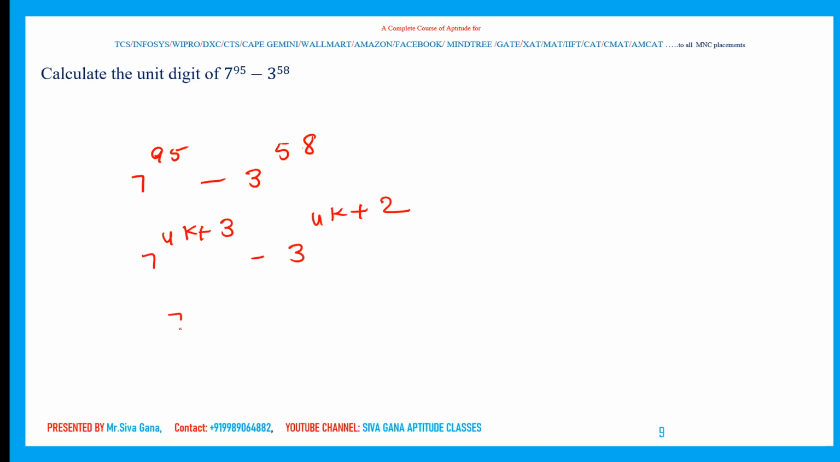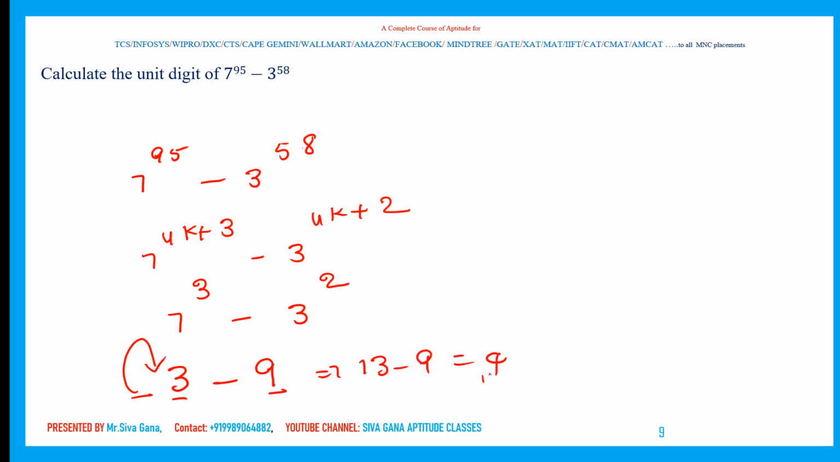Right? So simply, the unit digit is nothing but 7 power 3 unit digit minus 3 square unit digit. 7 cube is 343, unit digit is 3, minus 3 square, which is 9, unit digit is 9. Right? So less minus more, get the borrow, it will become 13. 13 minus 9, unit digit is 4. Previously asked question.